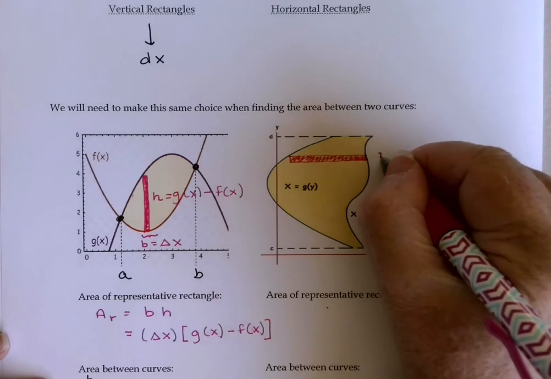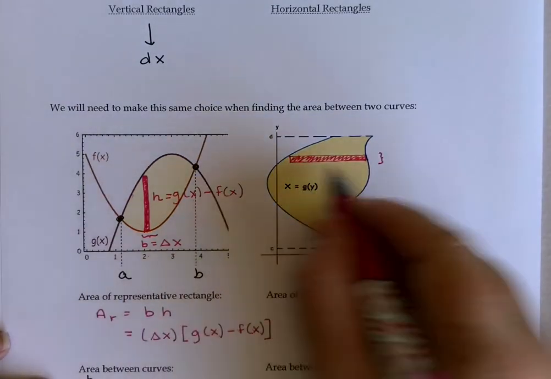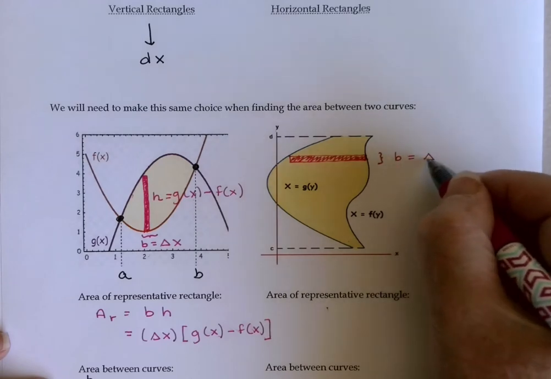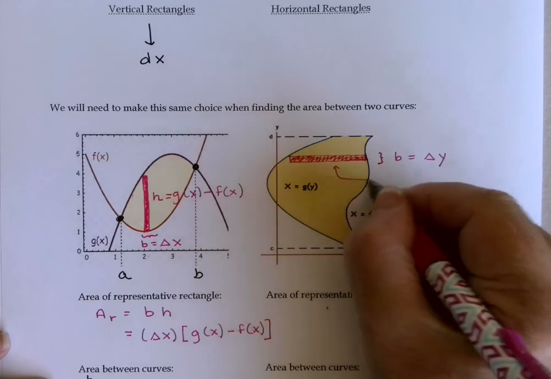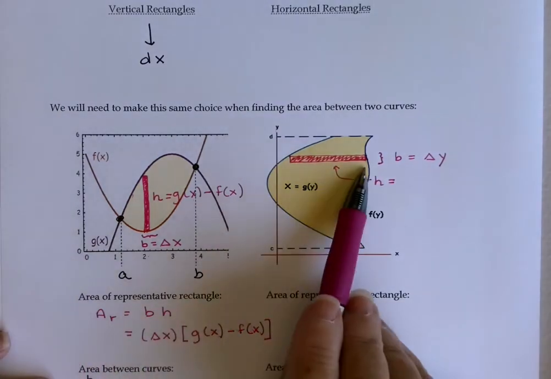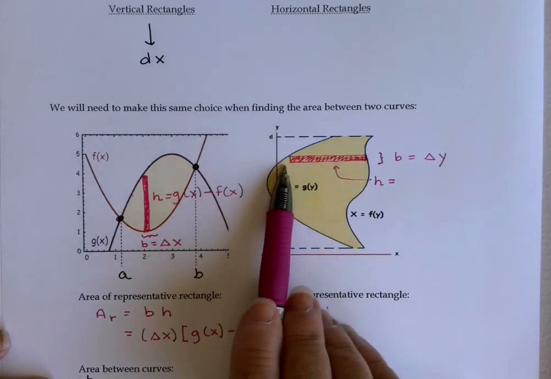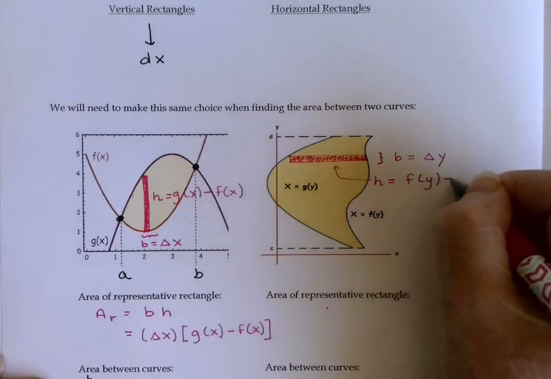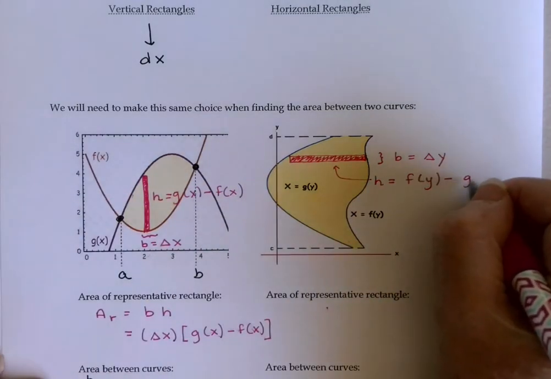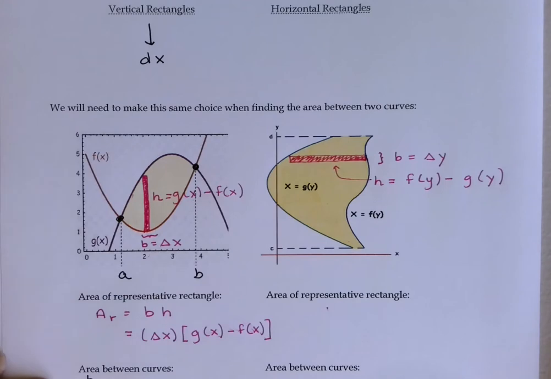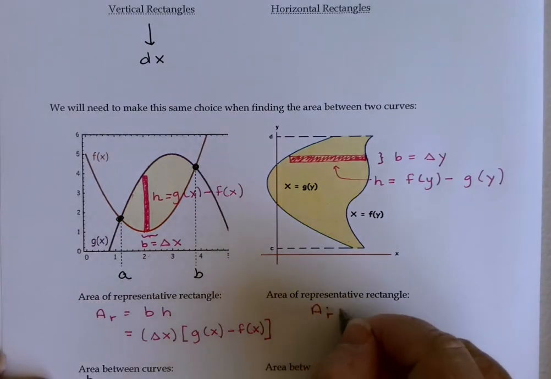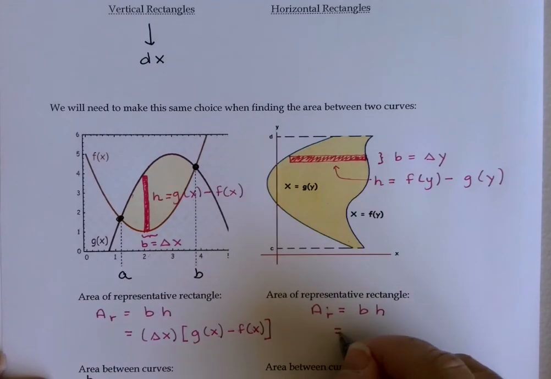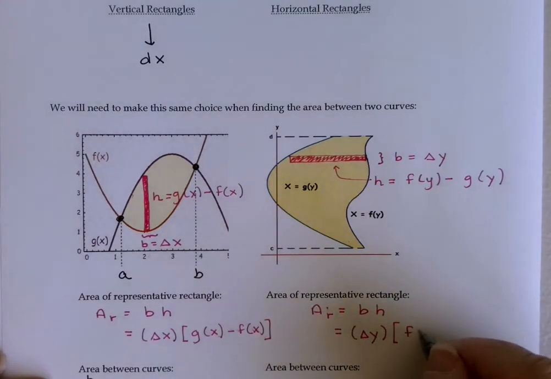The base of my rectangle, the short side, is a little piece in the y direction. So I'm going to say the base is delta y. And then the height would be the larger x value minus the smaller. The way this one's written, f of y is on the right, so it's the larger, minus the g of y is on the left, so it's the smaller. So the area of my representative rectangle, base times height, my base is delta y, and my height here would be f of y minus g of y.